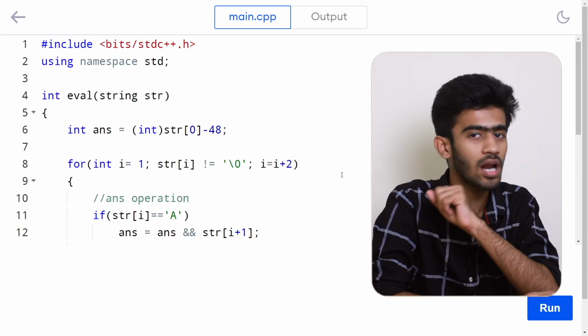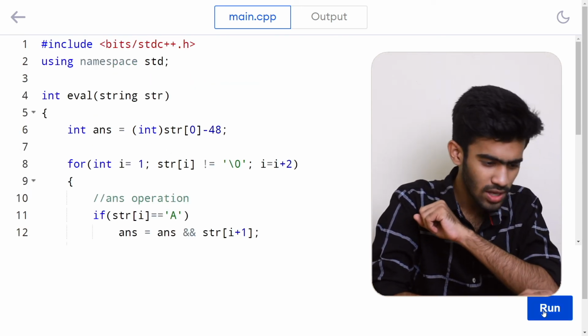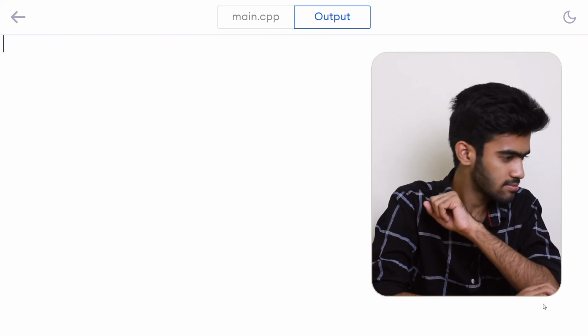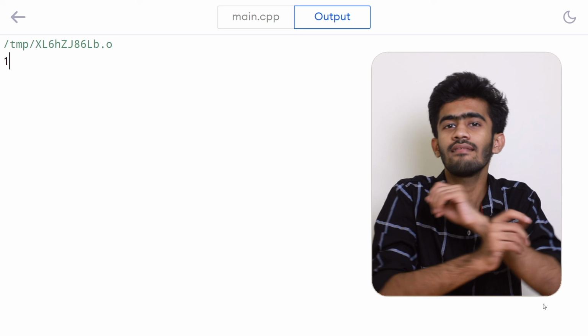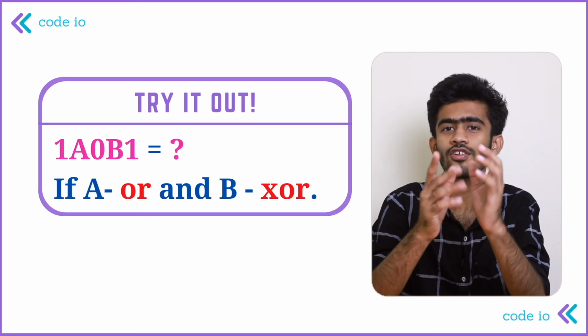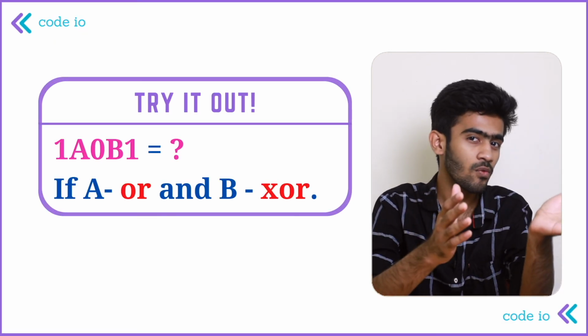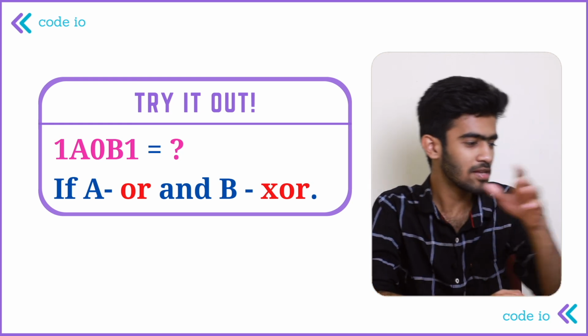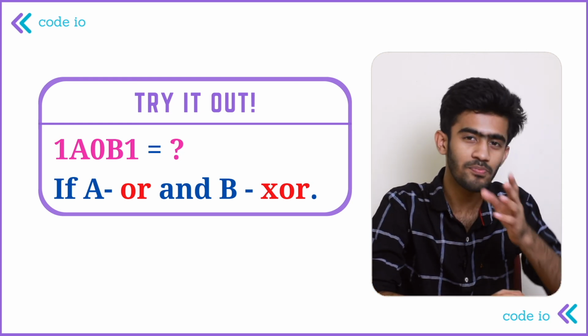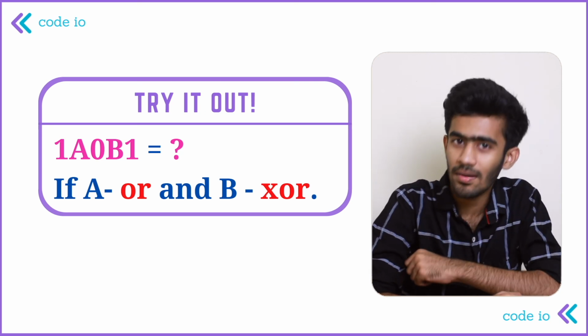So let us run this program and verify our output. The output should have been 1, and that is what we get. So this is the solution to this program. Now let's move on to the Try Thought session. What would be the output if A was the OR operation and B was the XOR operation for the given input 1A0B1? Let me know your answers in the comment section below.